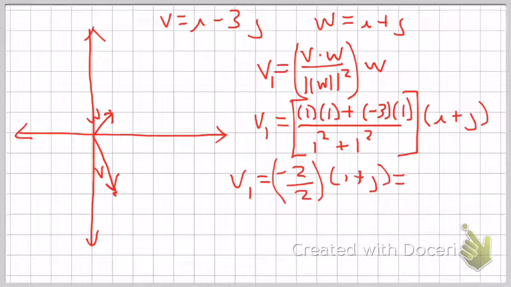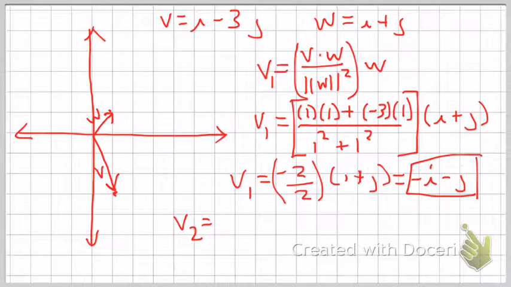So our V1 vector ends up to be just -I minus J. To find the V2 component, which is perpendicular to W, we're just going to subtract V1 from V. So V2 is going to be the original vector V minus V1.